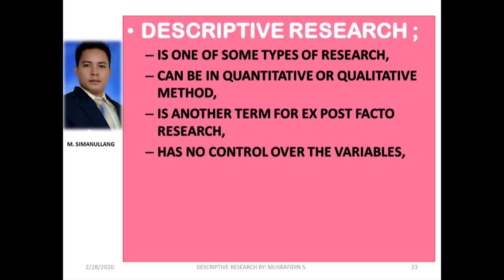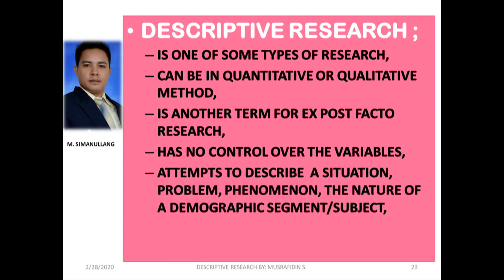If a researcher conducts research descriptively, then he or she has no control over the variables. If your research is descriptive, it means it attempts to describe a situation, problem, phenomenon, or the nature of a demographic segment or subject. Demographic segment, that is, people in a society. It can be based on age, gender, social background, economic background, and so on.